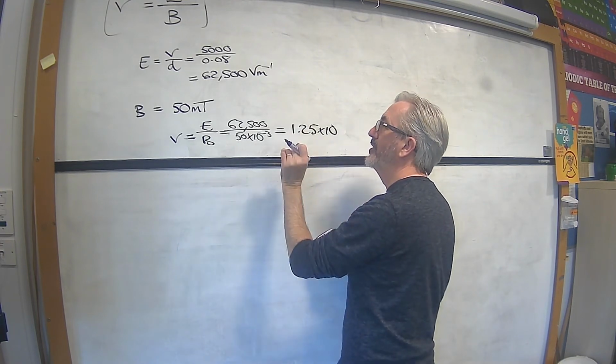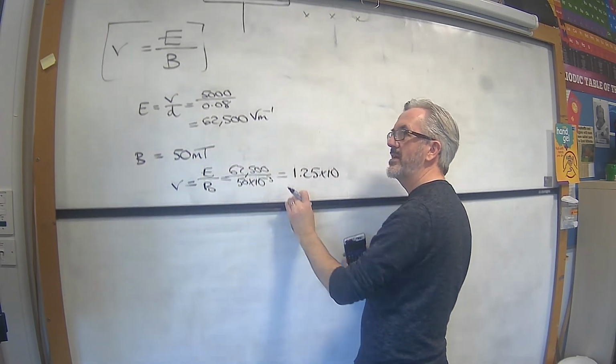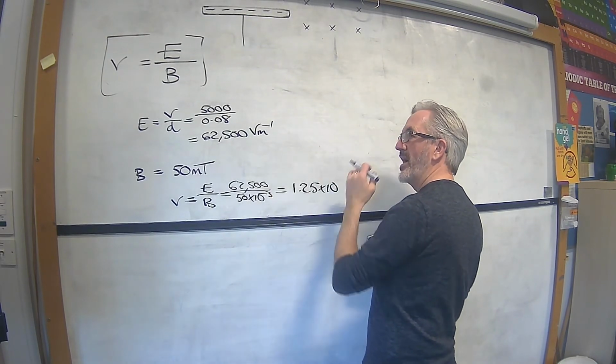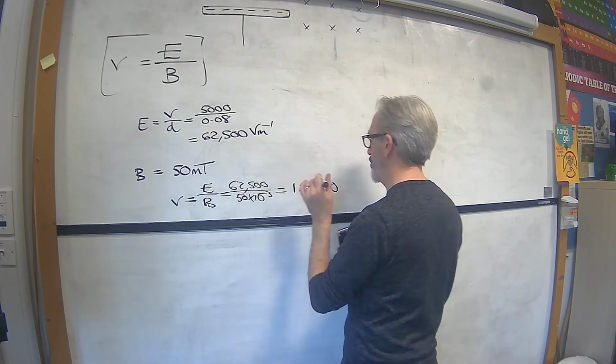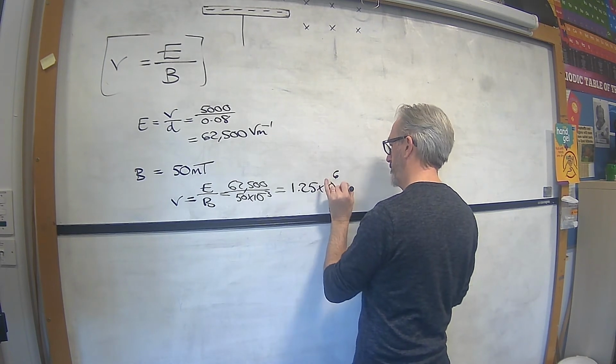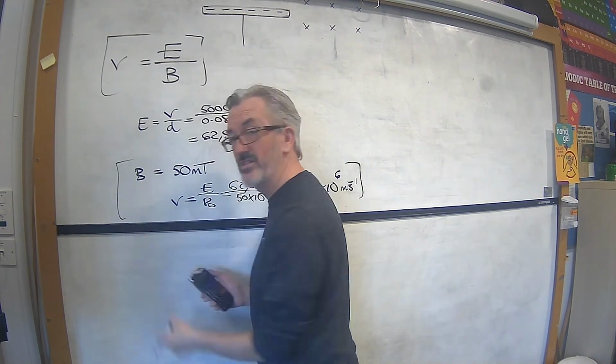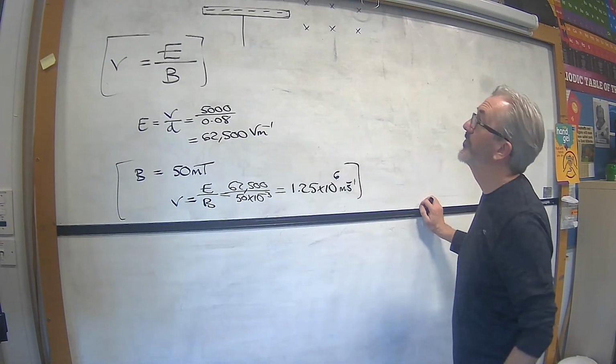The electric field is the same, the magnetic field is the same, so therefore the velocity of the particle has to be the same for it to pass through undeflected. Charge doesn't matter, mass doesn't matter. It doesn't even matter if it's positive or negative.